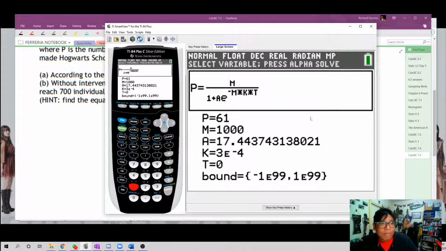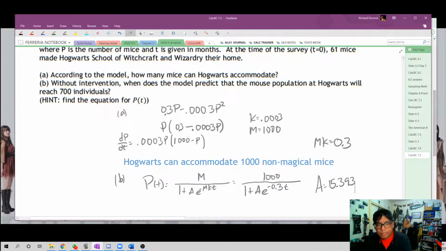So I have a value of P, I have a value of M, I don't have a value of A, I have k, and I have t. Now, I generally like to start A somewhere at half of P. So half of P is what, 30? So we're going to start around 30. Okay, I know it's 30.5, but somewhere around there. And we'll hit alpha enter to solve, and that should give me my value of A. A is 15.39. So let's take a note of that and write it on our paper. So we got A equals 15.393.